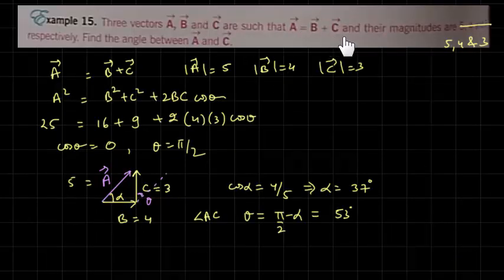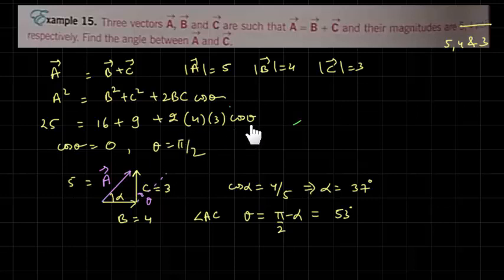Three vectors are such that a is equal to b plus c, and the magnitudes are 5, 4 and 3. Find the angle between a and c. So again we are talking about magnitudes. So we say a is equal to b plus c, so a square is equal to magnitude of b plus c. If the angle between them is theta, it will become b square plus c square plus 2bc cos theta. Let's replace these values from here, and we'll get 25 is equal to 16 plus 9 plus 2 into 4 into 3 into cos theta.